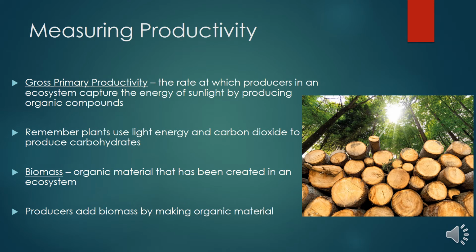Measuring productivity. Gross primary productivity. Gross is not disgusting. It means total primary productivity. This is the rate at which producers in an ecosystem capture the energy of sunlight by producing organic compounds. So how quickly can they make glucose from sunlight?